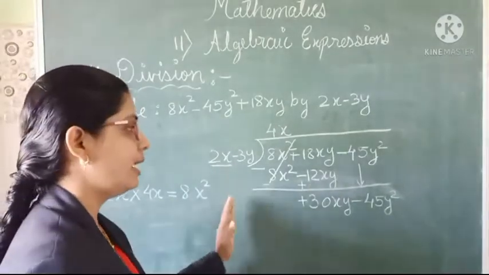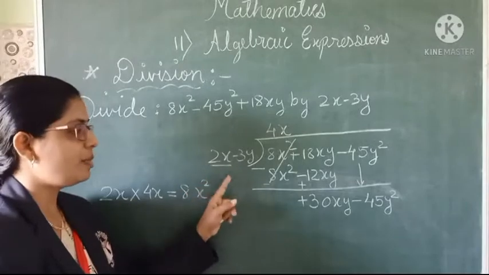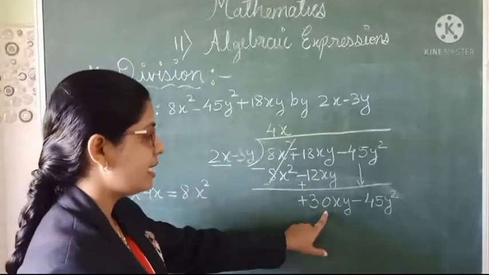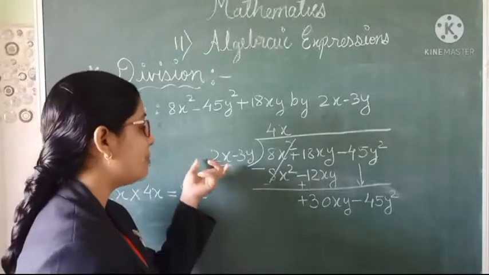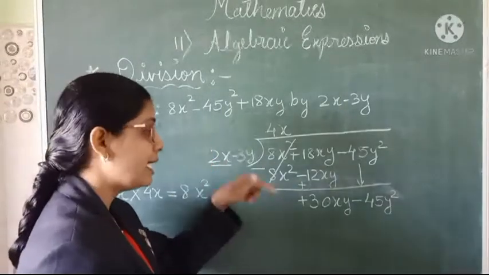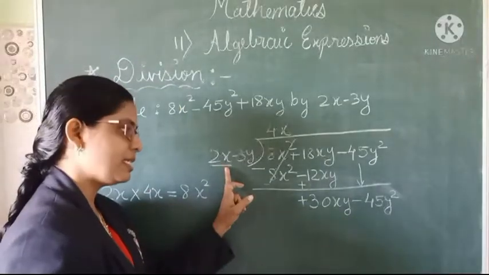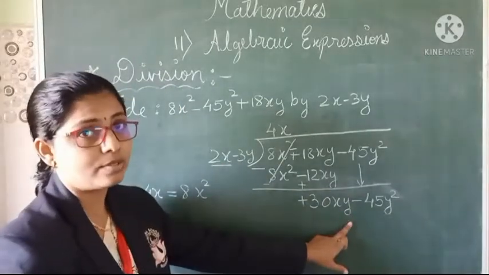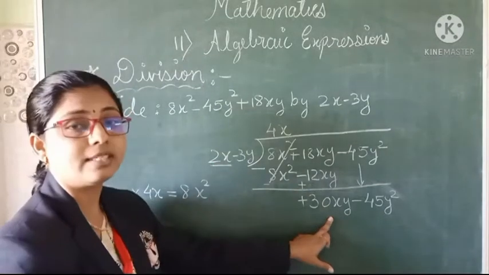Okay, so understood till here? Now our next step. What should be multiplied with this 30xy to get the answer? What should be multiplied to 2x to get the answer 30xy? x is already present, so y we have to use. And what should be multiplied to 2 to get the answer 30?